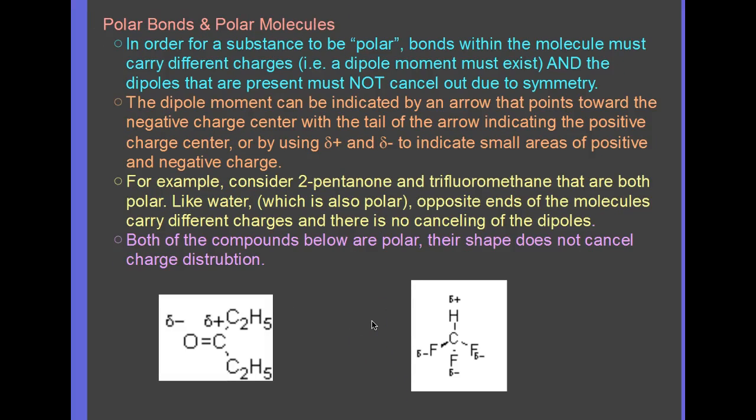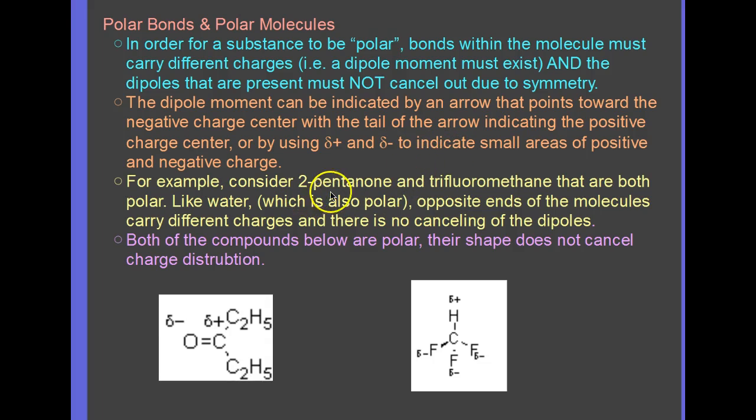Polar bonds and polar molecules. In order for a substance to be polar, bonds within the molecule must carry different charges. For example, a dipole moment must exist, and the dipoles that are present must not cancel out due to symmetry. The dipole moment can be indicated by an arrow that points towards the negative charge center with the tail of the arrow indicating the positive charge center, or by using delta plus and delta minus. Those are little lowercase deltas.